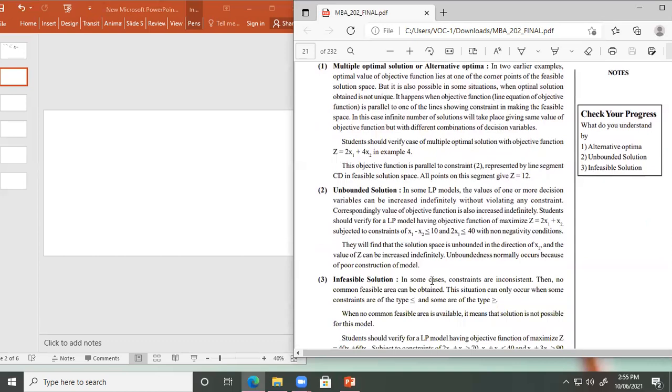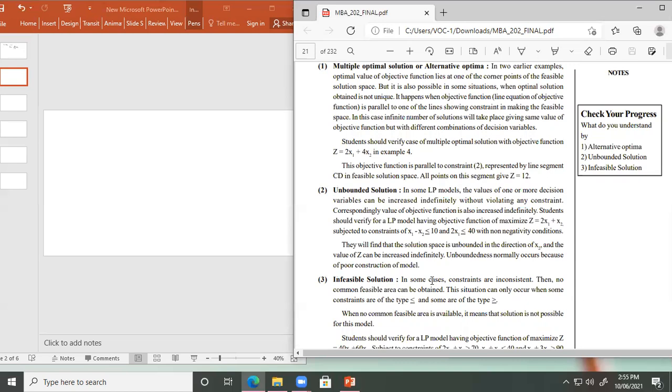We have seen the multiple optimal solution, or alternative optima, and the next is the unbounded solution. What is an unbounded solution? In some linear programming models, the value of one or more decision variables can be increased indefinitely without violating any constraint. So the value of the objective function is also increased indefinitely.